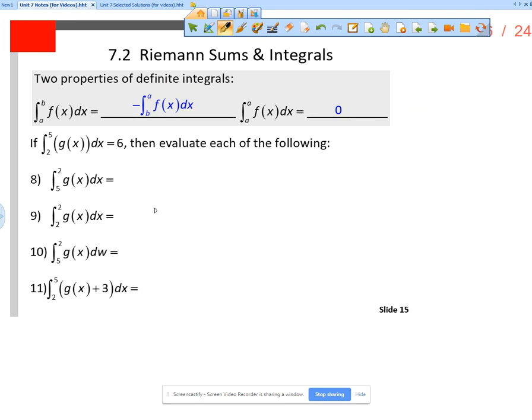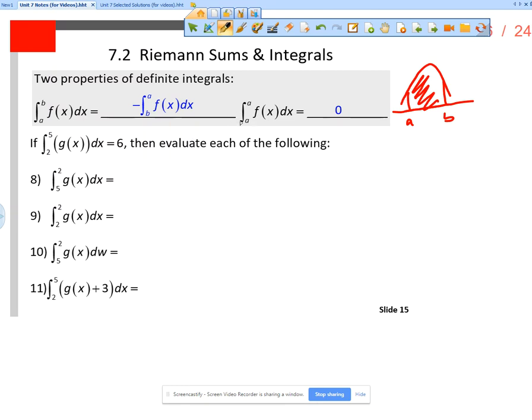Okay, a couple of properties of definite integrals. We said that the definite integral from a to b of f of x dx finds the area under the curve from a to b. That is equal to the negative of the integral from b to a of f of x. So what does that mean? Well, if I'm going backwards, from b to a, then that area is negative, and it's like we're losing that area.